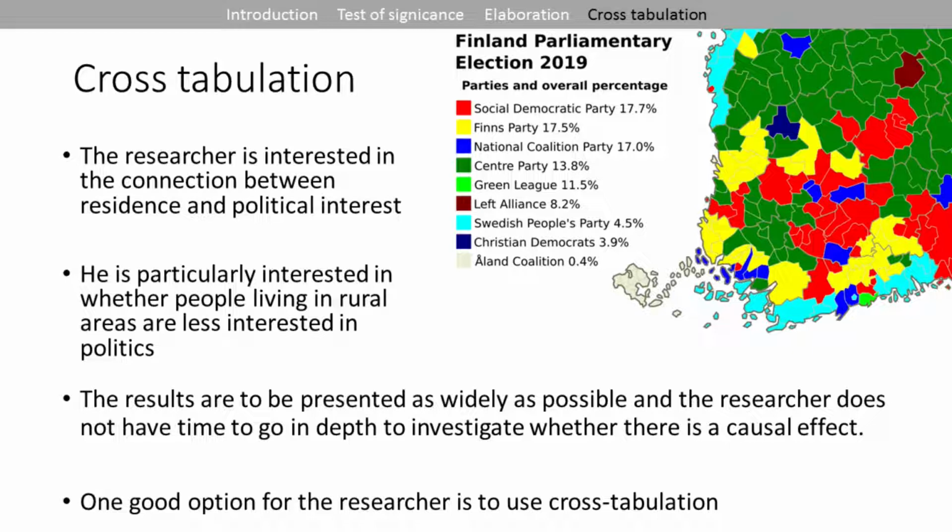So if we don't have time for in-depth register analysis and causal effects and stuff like this, we could use cross tabulations just to find out if there is some kind of association between them. So this is what cross tabulation is used for: finding association, not for heavy-duty causal studying.